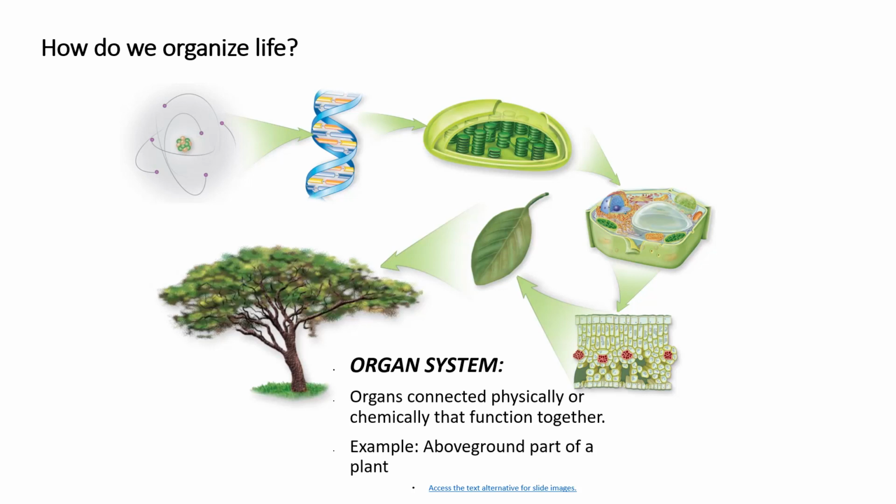Organs come together to create an organ system. An organ system is when organs are connected physically or chemically and function together. For example, the above-ground part of a plant would be considered an organ system. If we're talking about people, an organ would be the heart. An organ system would be the cardiovascular system. Cardio refers to the heart, vascular refers to the blood vessels. So the heart and blood vessels are the organs of the cardiovascular organ system. In organ systems, you have multiple organs that come together to provide a particular function or work together toward that function.